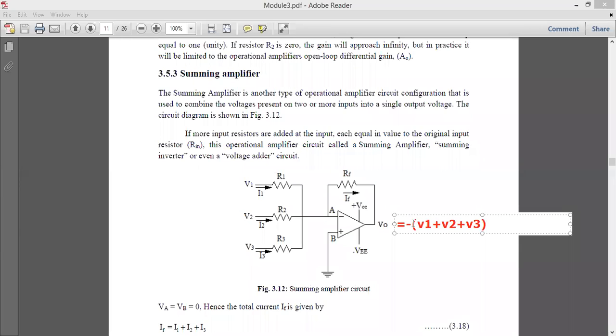यहाँ पे minus आएगा. और ये minus क्यों आएगा? Because of this sign, that is the minus sign. तो जो भी input अगर आप minus पे apply करेंगे तो वो minus ही आएगा. Why? Because it is inverting. If I connect it to plus instead of minus, I get only V1 plus V2 plus V3. But right now it is connected to minus, so I will get minus of (V1 plus V2 plus V3). Okay, so let us find the voltages and the currents.